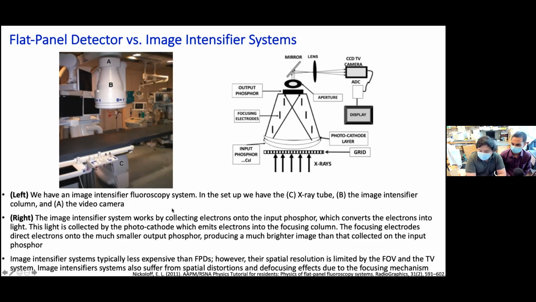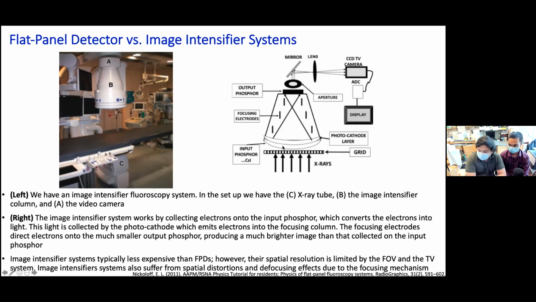How this works is that the system collects electrons through an input phosphor at the bottom of the column. This phosphor converts the collected electrons into light, and this light is then passed into a photocathode layer. This photocathode then emits electrons into the column. These electrons are accelerated and focused by electrodes onto an output phosphor plate. The electrons are collected and then captured by the TV camera.